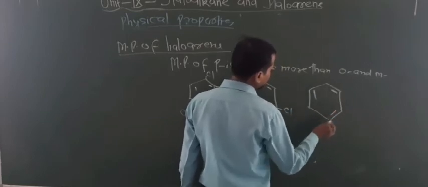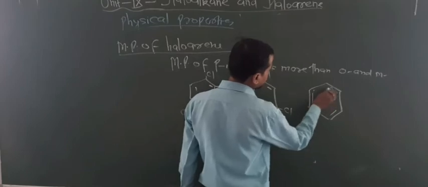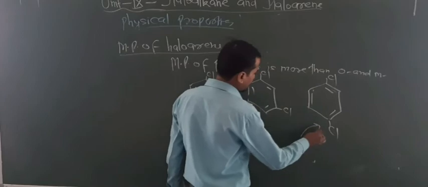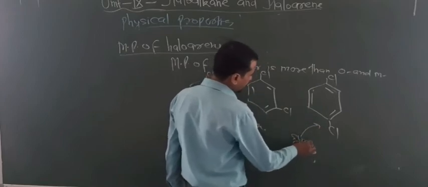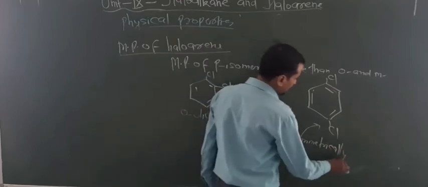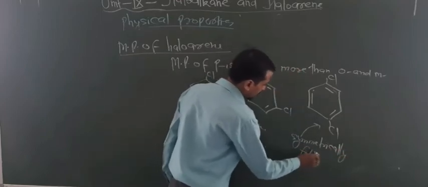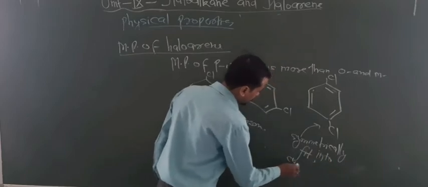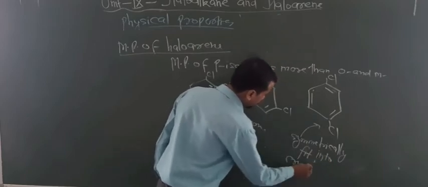So look here about the condition. Now this para isomer is symmetrically fit into the crystal lattice.